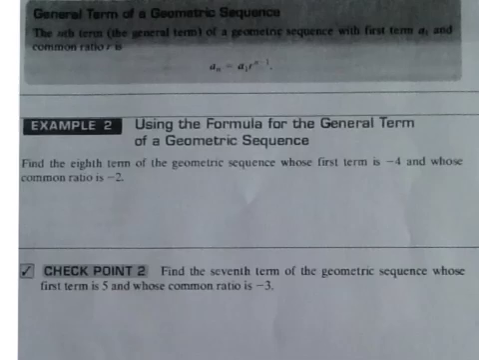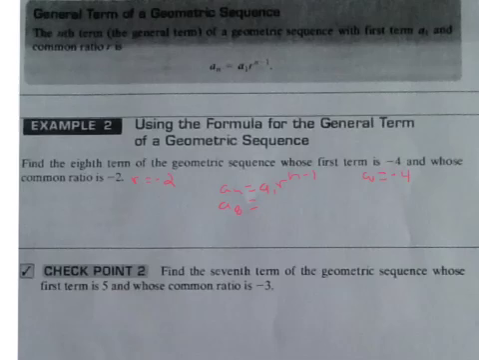So let's do an example. Example 2 here. Find the 8th term of a geometric sequence whose first term is -4. So that is our A1. A1 is -4. And the common ratio is -2, so that's our r. So we have our formula. A sub n equals A1 r to the n minus 1. We want to find A sub 8 because that's the 8th term, that's what we want to find.